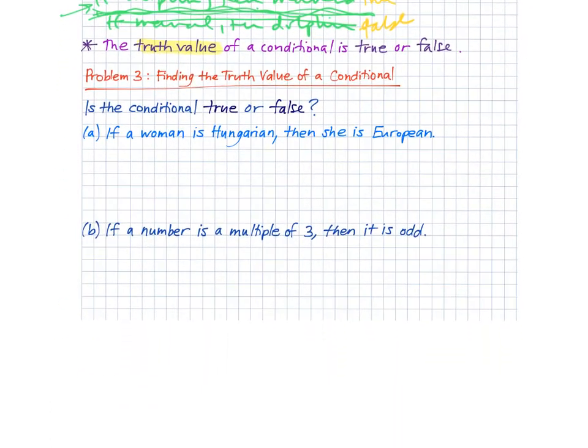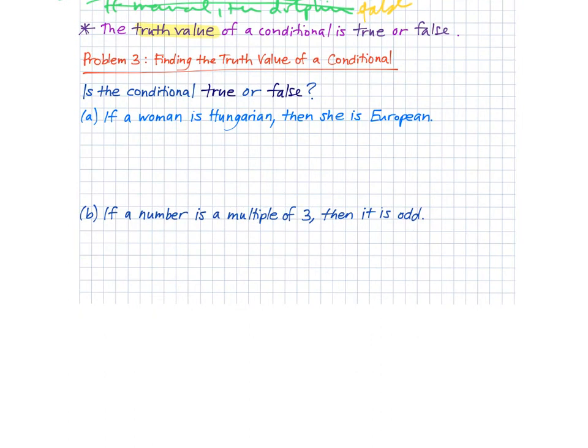So let's look and see what these are. Are these conditionals true or false? If a woman is Hungarian, then she is European. This does require that you know that if someone is Hungarian, they are from the country of Hungary, and it is true that Hungary is in Europe. So this one's true, and that's because Hungary is in Europe.